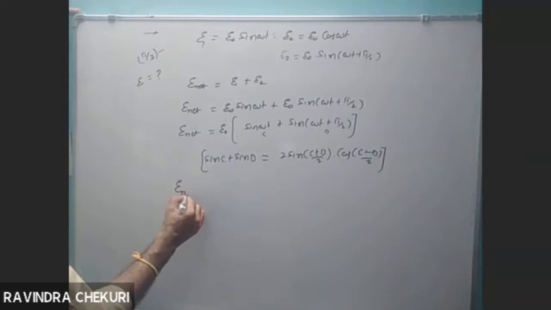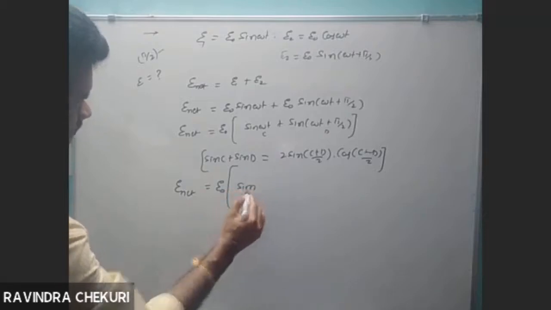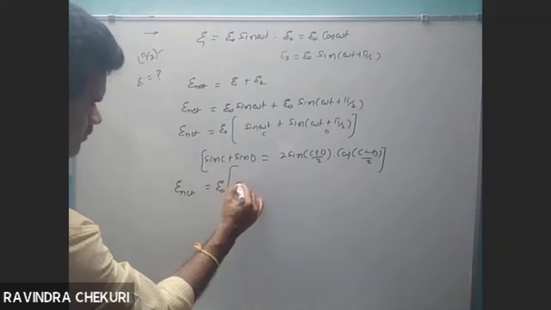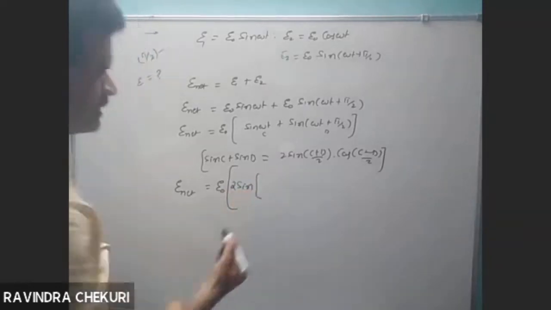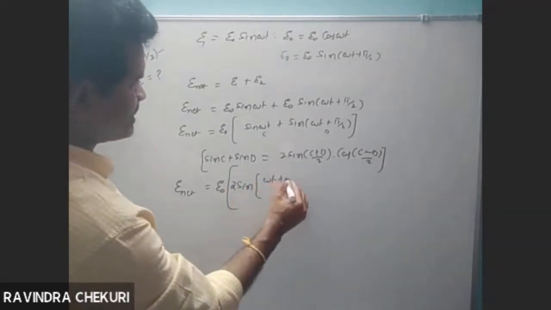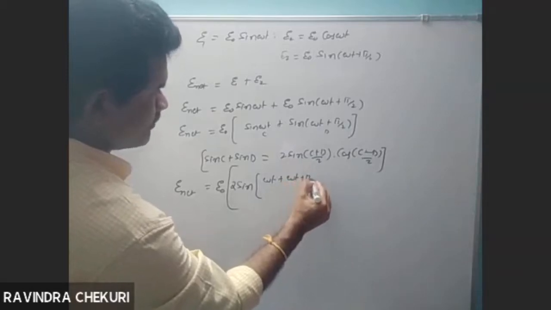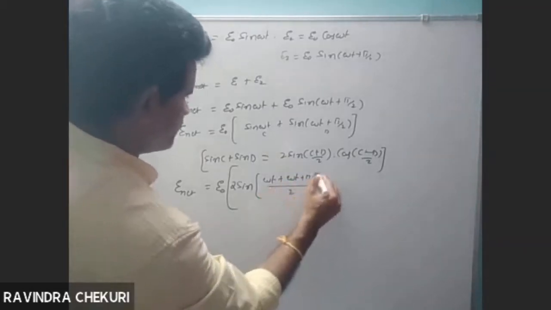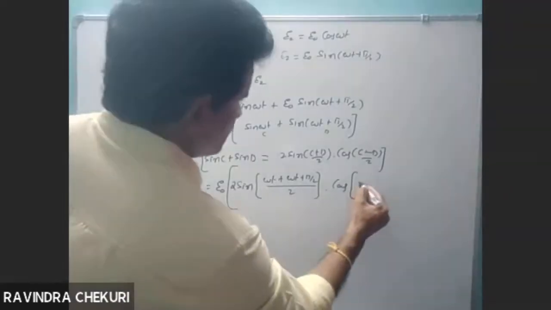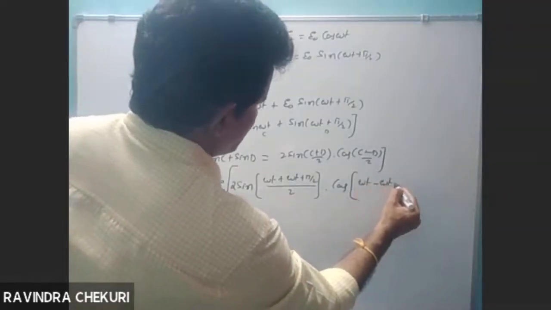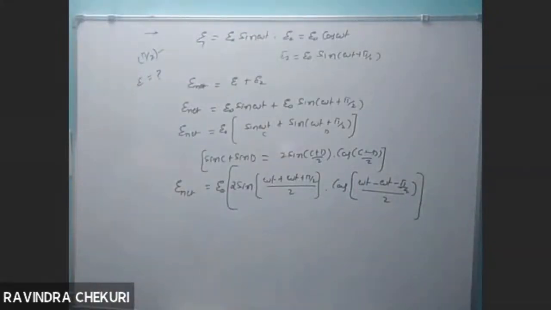So the net value of EMF is equal to E naught into sin C plus 2 into sin of C plus D by 2, that is omega t plus omega t plus pi by 2, divided by 2, into cos of C minus D by 2, that is omega t minus omega t minus pi by 2, divided by 2.